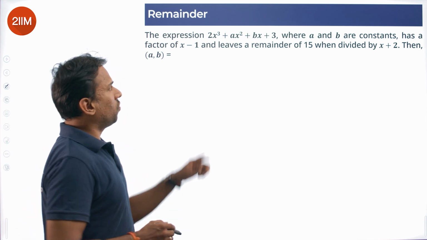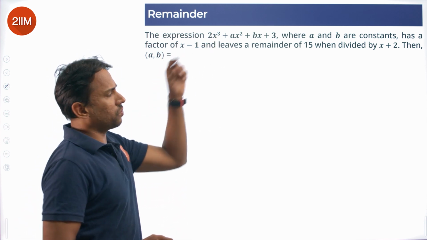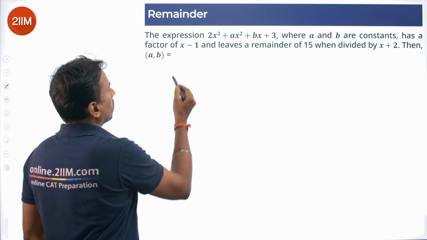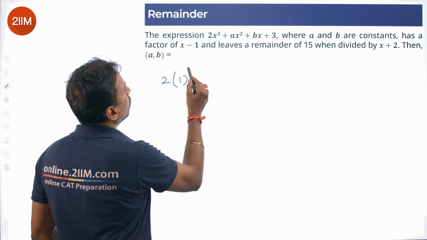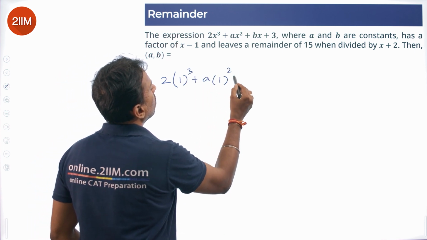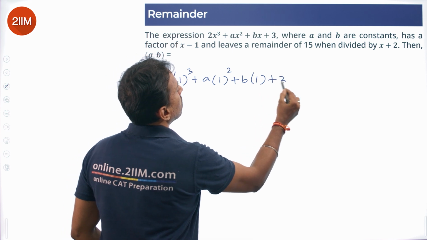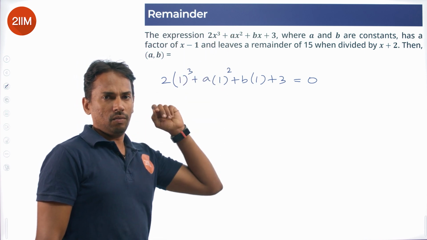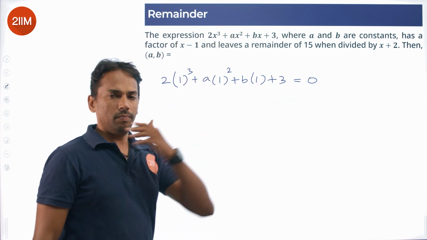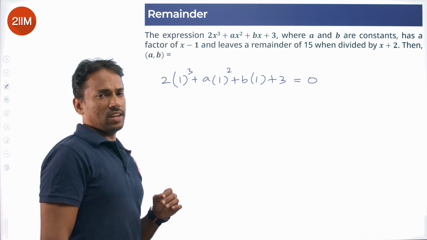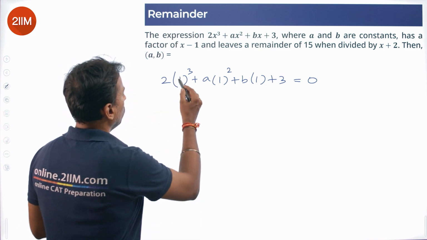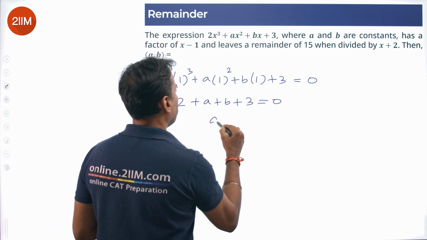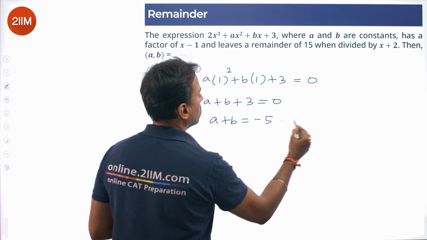So first thing given is, for this polynomial, x minus 1 is a factor. That means when we put x is equal to 1 here, 2 into 1 cube plus a into 1 square plus b into 1 plus 3 should be equal to 0. Because x minus 1 being a factor of this polynomial, when x is 1, this will be equal to 0. Now from this we'll get an equation in terms of a and b. So we'll get 2 plus a plus b plus 3 is equal to 0, or a plus b is equal to minus 5. We'll mark this as equation 1.